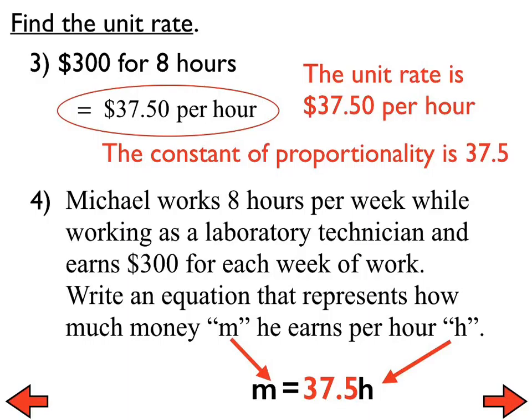Again, we're used to Y equals KX, which is Y's per X, right? Miles per hour. Y over X is our ratio. So if this time they want us to use M per H, that means M was in the place of Y, and H is in the place of X.